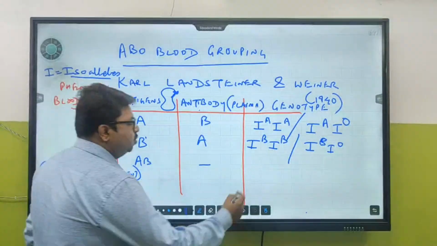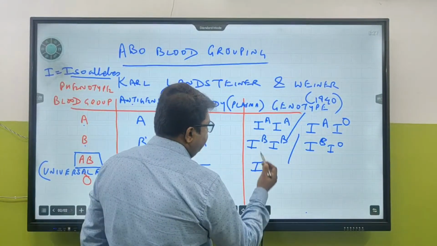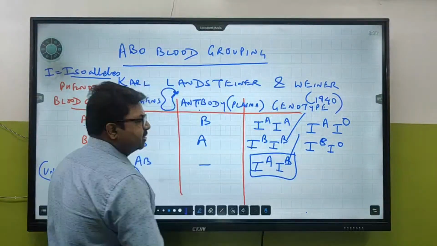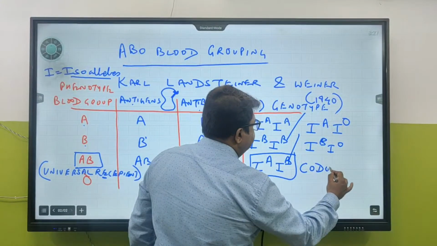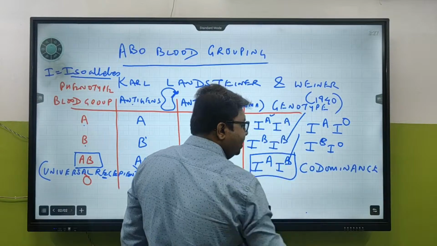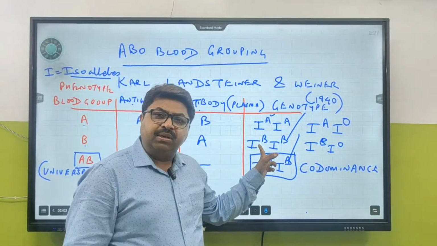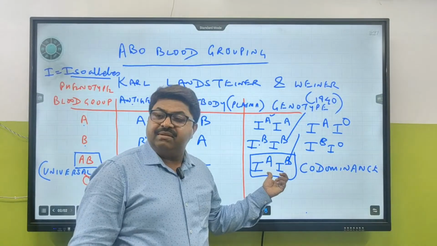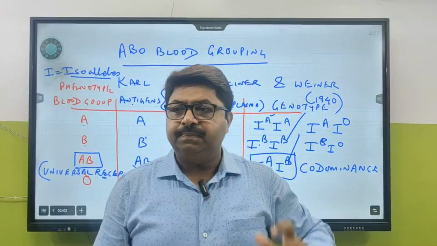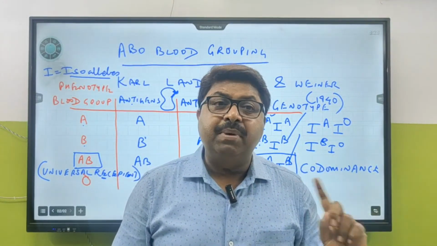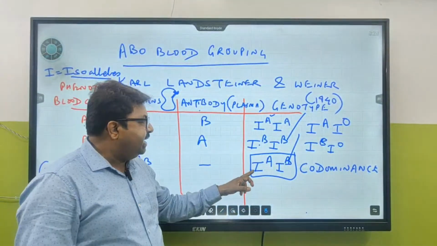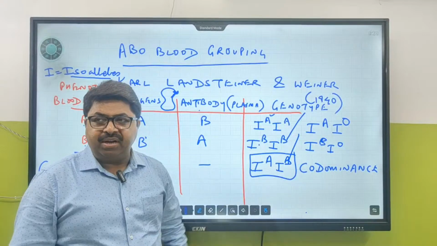Good. So how are you going to denote it genotypically? It is IA and IB. It's a very, very important concept of codominance. Over here IA is dominant, over here IB is dominant. But when they are together, both of them show together as AB. This was not mentioned by Mendel, so it comes under non-Mendelian inheritance. Clear? So IA, IB acts as codominant.